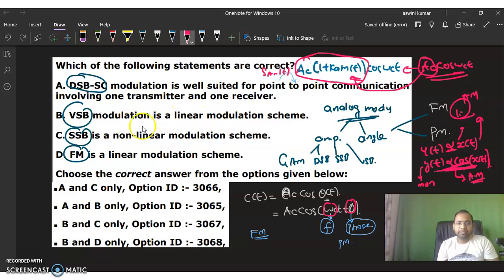On that basis, we can tell that VSB is a linear modulation scheme, SSB-SC is also a linear modulation scheme, and FM is a non-linear modulation scheme. All of you got the point?